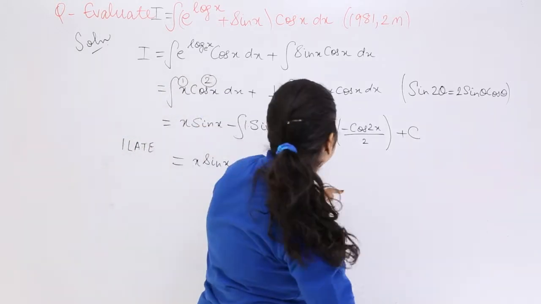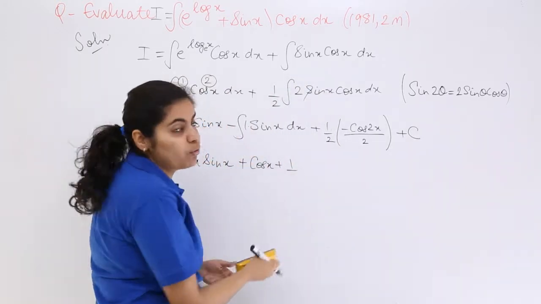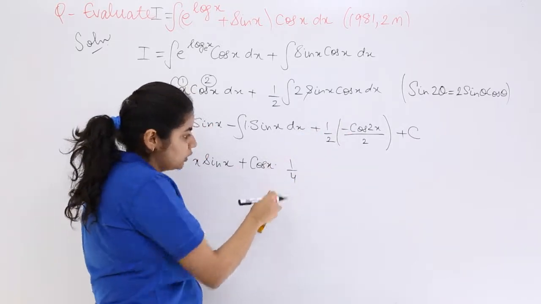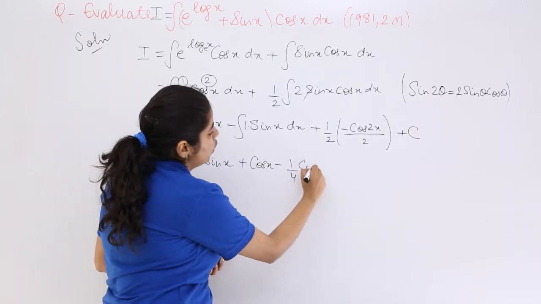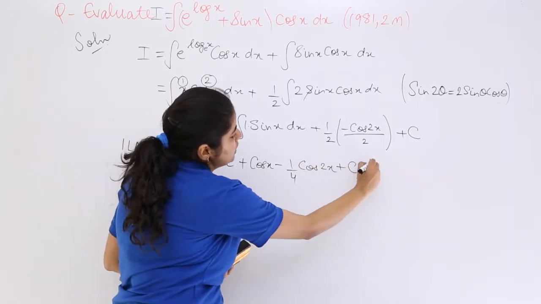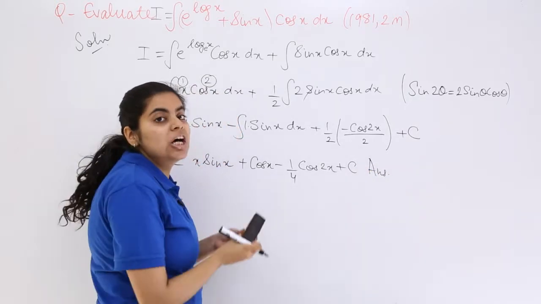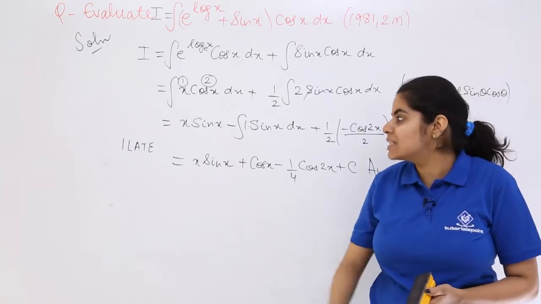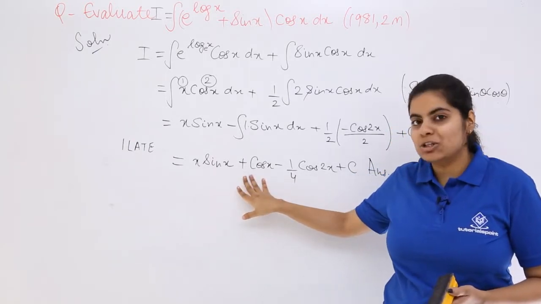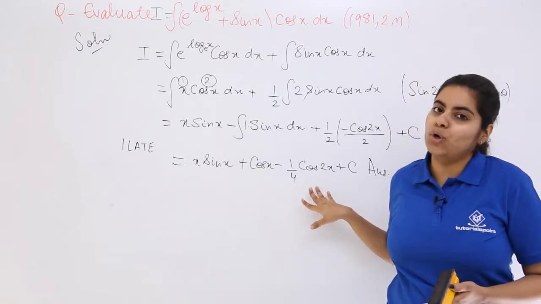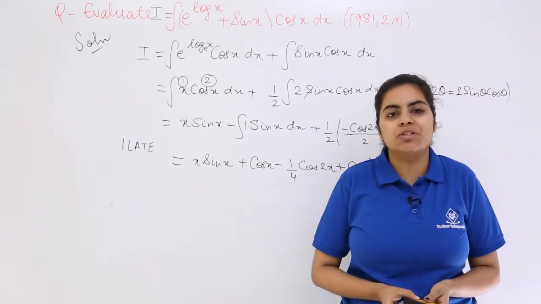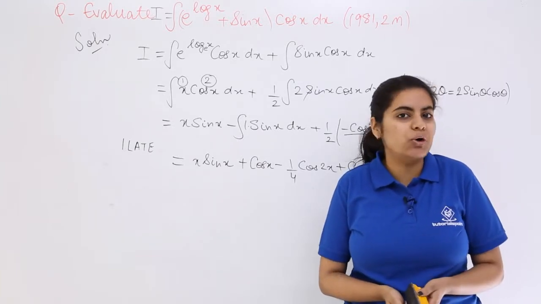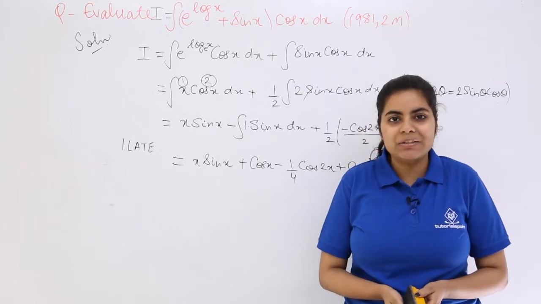So let me edit it further. So it is nothing but 1 by 4. This plus and this minus becomes minus. So this should be minus cos 2x plus the constant of integration c, and that is the answer. So the answer to this question, which was asked for 2 marks in the IIT JEE examination, is x sin x plus cos x minus 1 by 4 cos 2x plus c, which is the constant of integration. So as you know, in this question, what concept have we used? We have used some trigonometric formulas and also integration by parts.